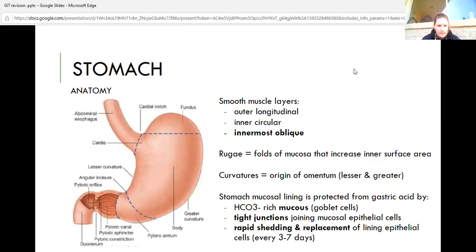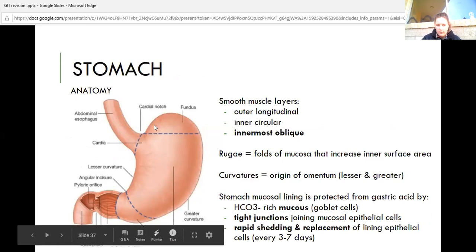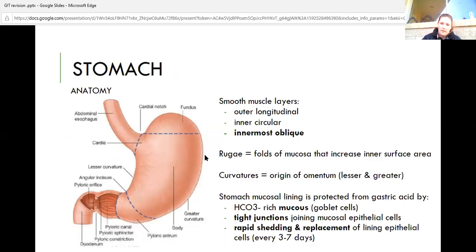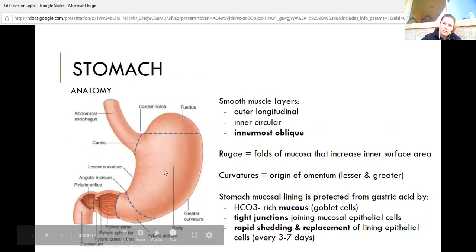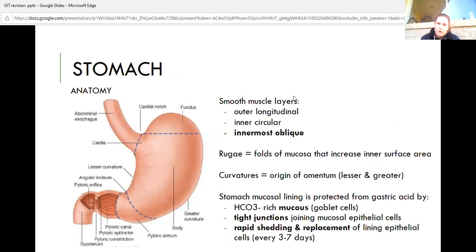All right, then the stomach. In terms of the anatomy, you've got the different parts: the cardia, which is near the heart, the fundus, the body, and then the pyloric antrum. Then the layers of the smooth muscle: you've got your outer longitudinal, inner circular, and the innermost oblique. So the stomach has an extra layer of muscle, and that's because it has an extra function, which is to churn the food compared to just passing it through the tubes.